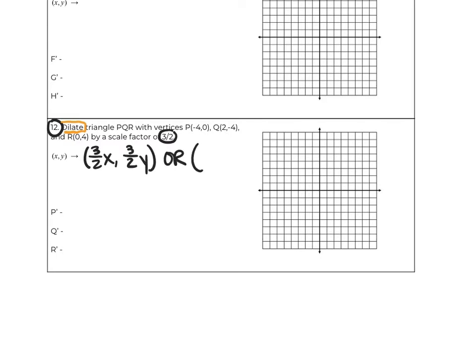Or, some people ask today, can I make that a decimal? Absolutely. So divide 3 by 2, and that's 1.5. So numerator by denominator. So I could do 1.5x, 1.5y. So, since this number is greater than 1, it's going to get bigger.